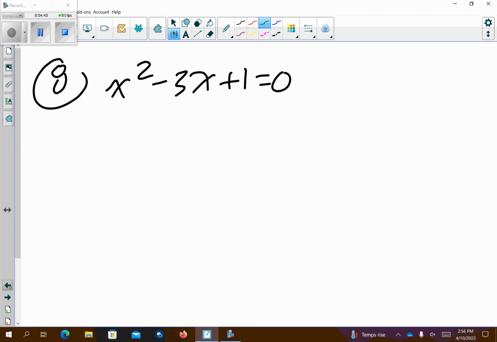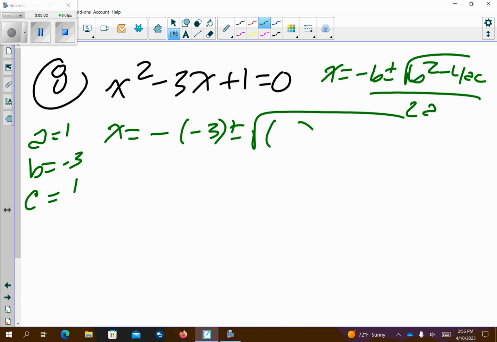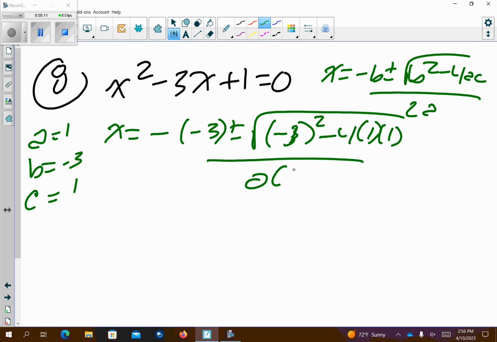Number 8, it's equal to 0, so my a value is 1, my b value is negative 3, my c value is 1. Use the quadratic formula, x equals negative b plus or minus square root b squared minus 4ac, all divided by 2a. So let's plug in what we know. I get negative 3 plus or minus the square root of b squared, negative 3 squared, minus 4 times a times c, all over 2 times a.